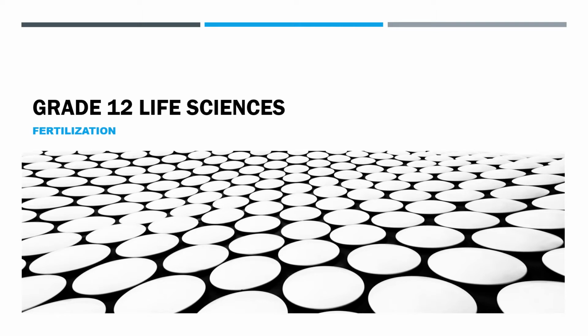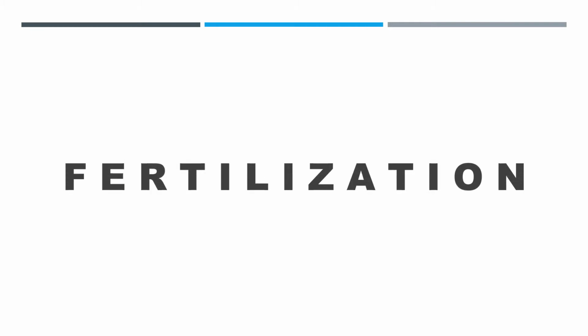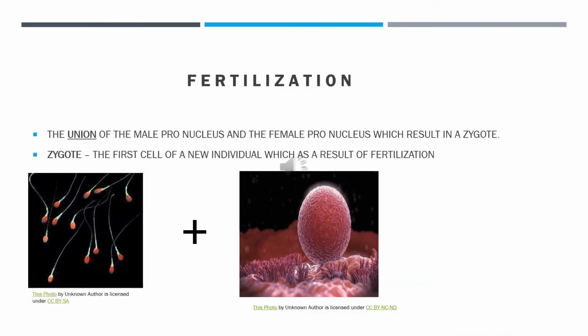So, this brings us to today's lesson, fertilization. What do you understand by the term fertilization? Fertilization is the production of a new offspring or a new individual through the union of a sperm and the secondary oocyte, which will then form a zygote, the first cell of that new individual.